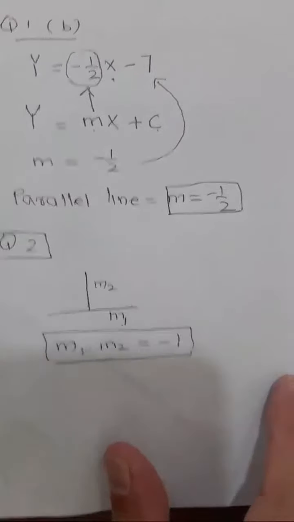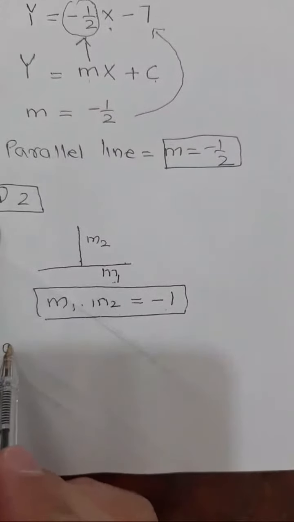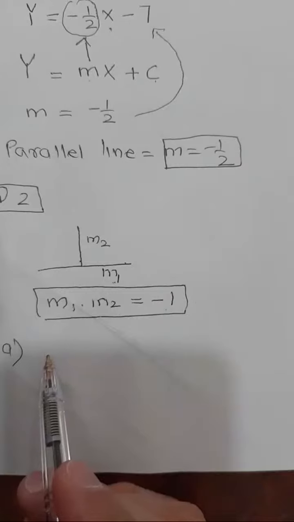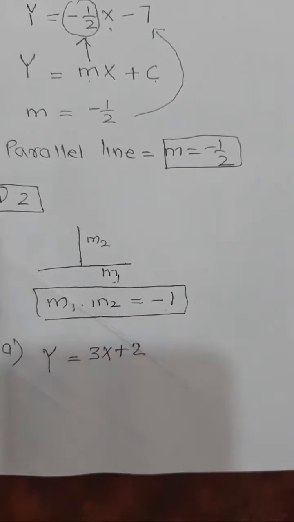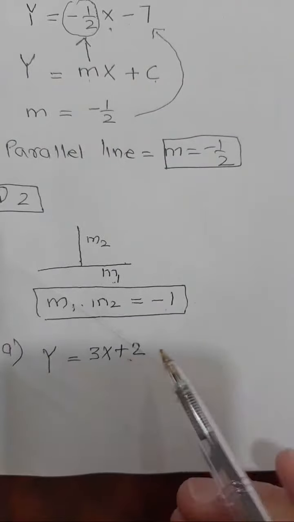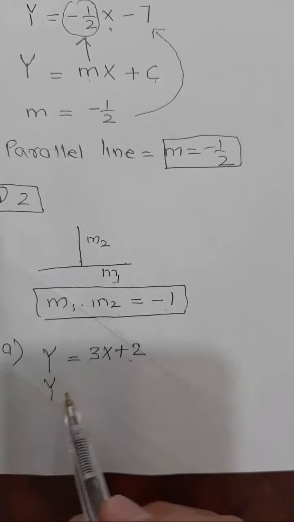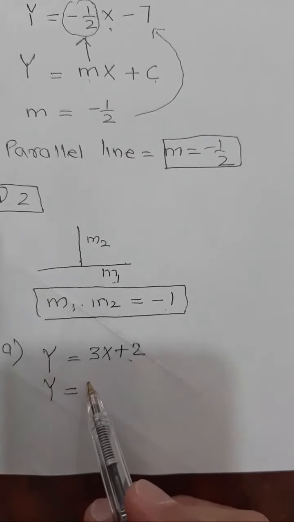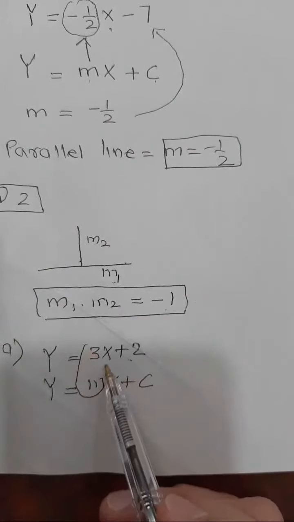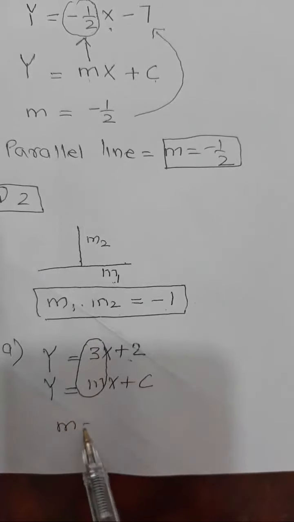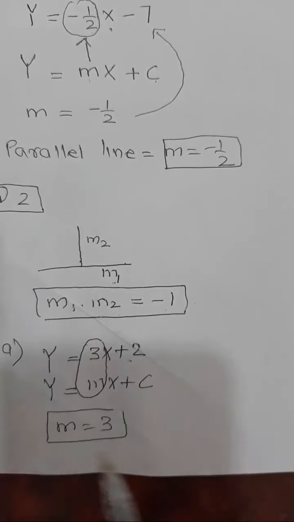So here I have to find question number 2 part A. I have been given a line y is equal to 3x plus 2. Now this is a line and I have to find the gradient of a line which is perpendicular to this one. First of all, find its gradient. Comparing it with y is equal to mx plus c in order to find the value of m, m will be 3. Now this m belongs to this line.